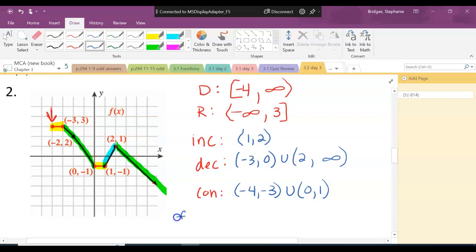We're going to find our values. What's f of 0 going to be here? -1. What about f of -2? And then f of +2? 1.